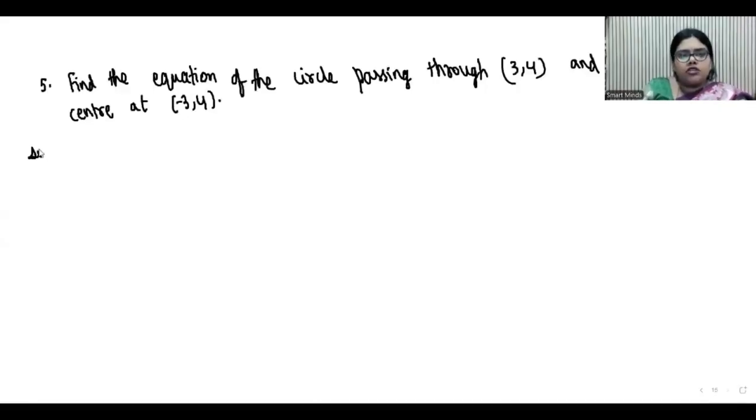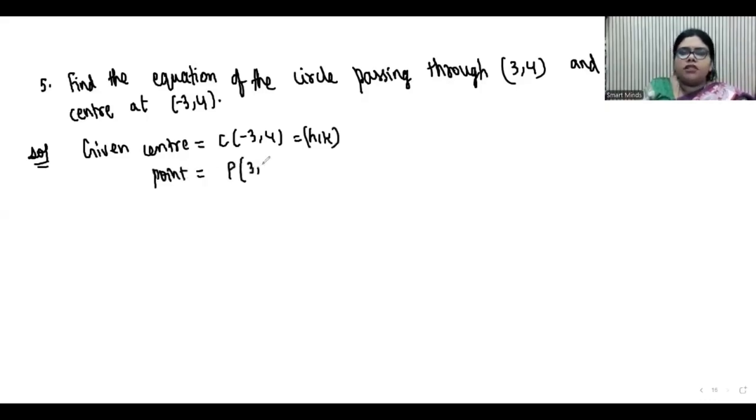Take the next question. This is also similar. What is given to us? Center is equal to C (minus 3, 4). We can take this as (h, k). Now what is the point given? Point is P (3, 4).